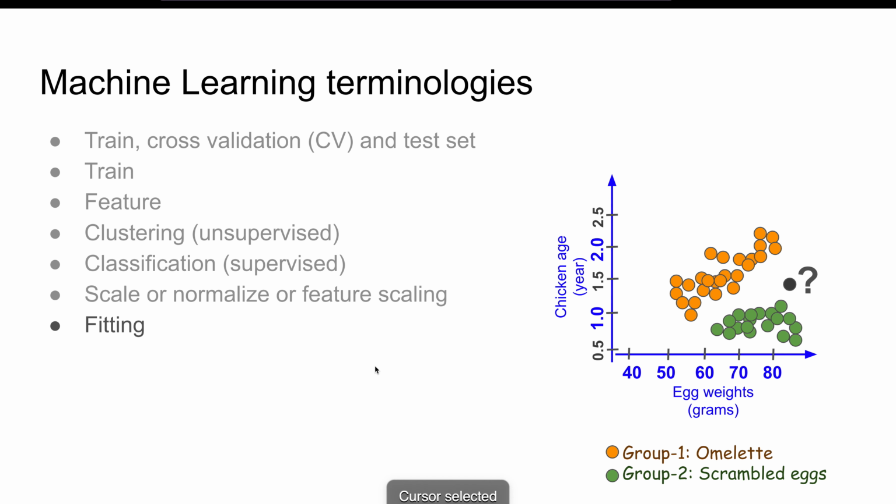Now let's look at fitting. By fitting, you probably heard about curve fitting. It is a similar concept. What we are trying to say here is if we have a new data point, it needs to be assigned to one of these two groups, either this group or this group, and then we can train a model that can find the two groups and see whether this particular data point is closer to that group or this group and assign it to the appropriate group.